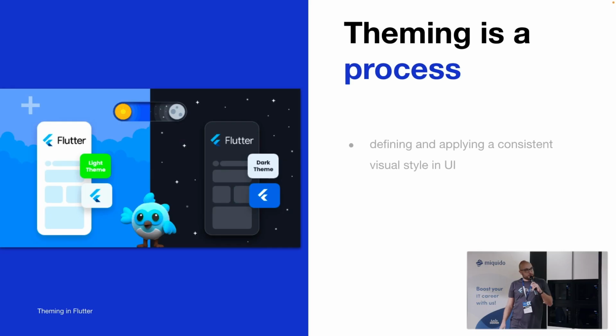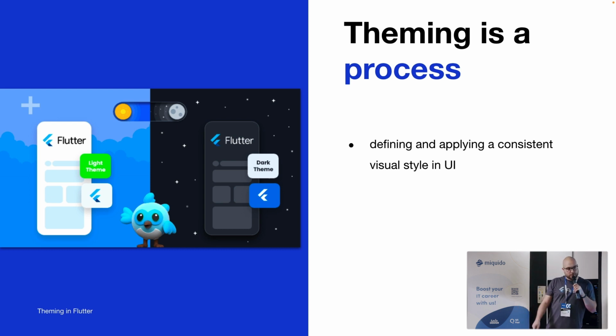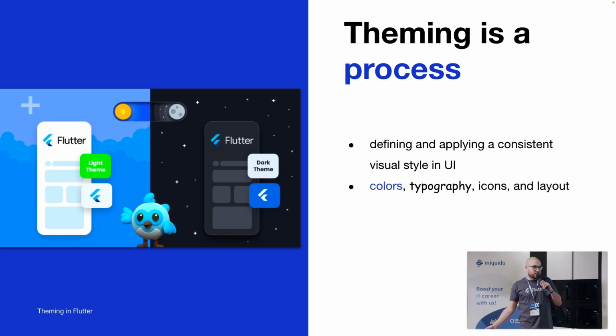It's a process of applying and defining visual styles in your app to make your app look cohesive, to give the user an interaction that makes your app nice to use, right? And how we actually define theming is by applying colors, fonts, typography, paddings, icons, layout, all the stuff that you as front-end developers and mobile developers work with daily, right?